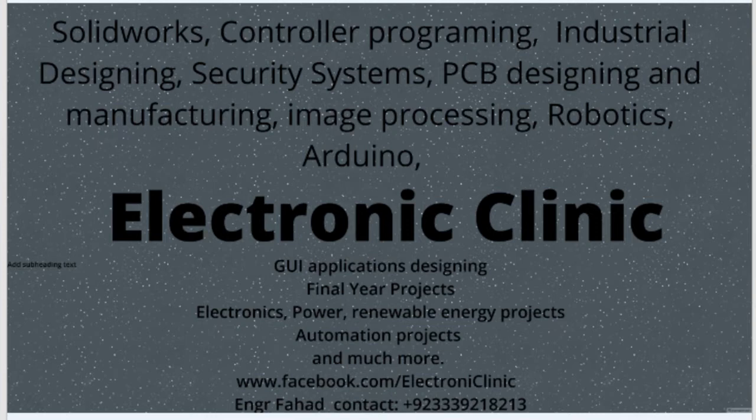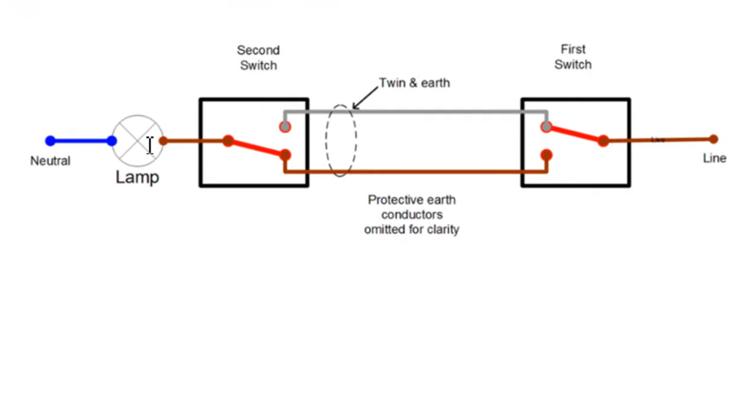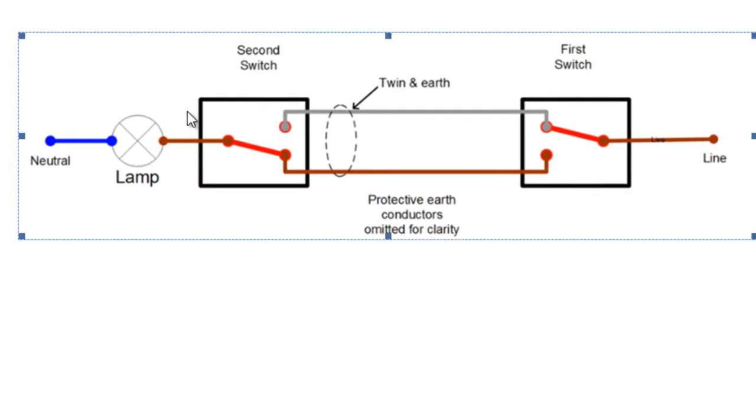So here is the standard two-way switching circuit without using the PLC. Now, as you can see in this picture, the lamp is connected directly with the neutral and the live wire is fed to the lamp through these two switches. Now let's suppose that the first switch is on the ground floor and the second switch is on the first floor. Right now the lamp is off. Why? Because as you can see, the live wire starts from here and ends up here, which is right over here. It is open, so the lamp will be off.